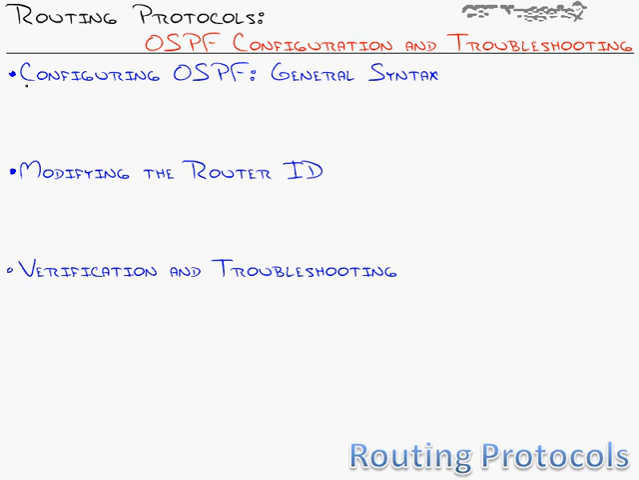Finally, we looked at the verification and troubleshooting. Verification we did throughout the configuration, looking at the routing table, looking at the neighbors, and troubleshooting we did by looking at the debug command, debug OSPF adjacency, verifying that the hello parameters do match between two neighbors.